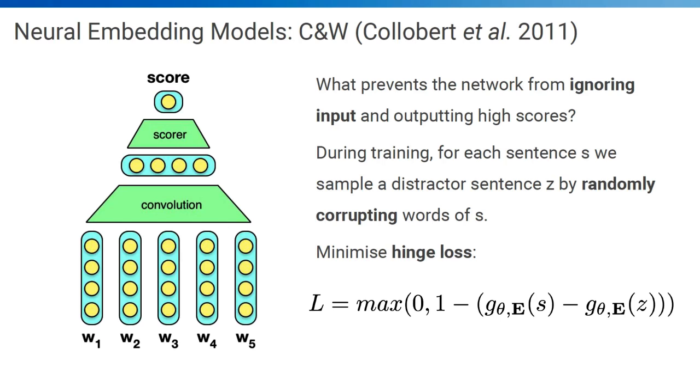So the optimal solution for this model is to actually rely on the information within the representations of the words in order to produce a good score. Are there any questions about this?